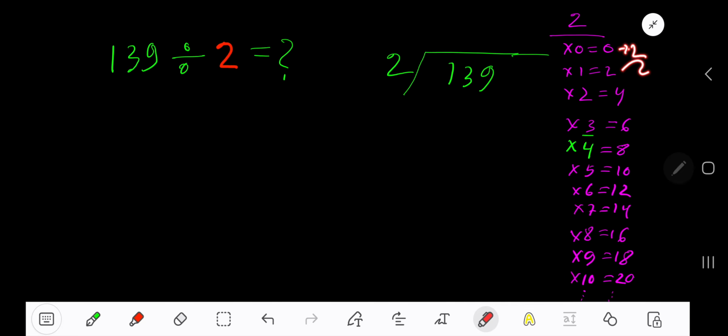0 plus 2 is 2, 2 plus 2 is 4, 4 plus 2 is 6, 6 plus 2 is 8, 8 plus 2 is 10, 10 plus 2 is 12. This process will continue.